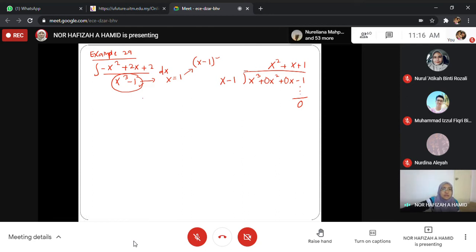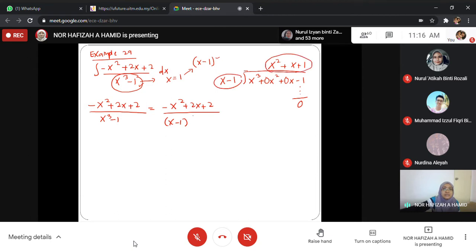Okay, so now you have factored. I have negative x square over x cube minus 1. After you factorize, the denominator becomes x minus 1 times x square plus x plus 1. So you have a linear factor and also a quadratic factor. Same as case 1 and case 2 before, when you have a quadratic factor, you need to check whether it can be factored or not.